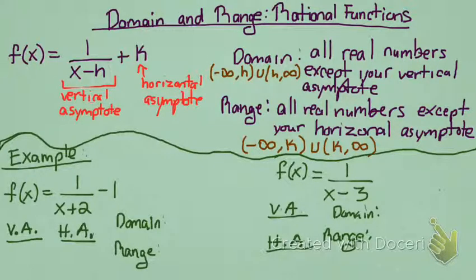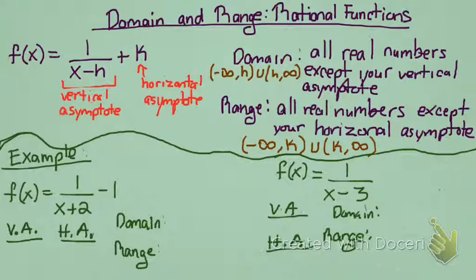Hello everyone. Now I'm going to teach you how to find the domain and range of rational functions. Alright, in the top left corner, I have f of x equals 1 over x minus h plus k. In the denominator, that's how you determine what your horizontal shift is going to be, and the last number tells you your vertical shift. But that's also where you can find your vertical asymptote and your horizontal asymptote.